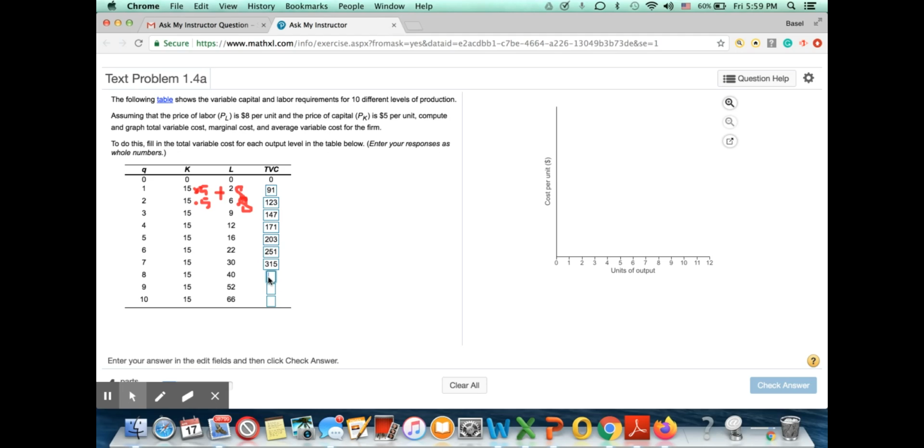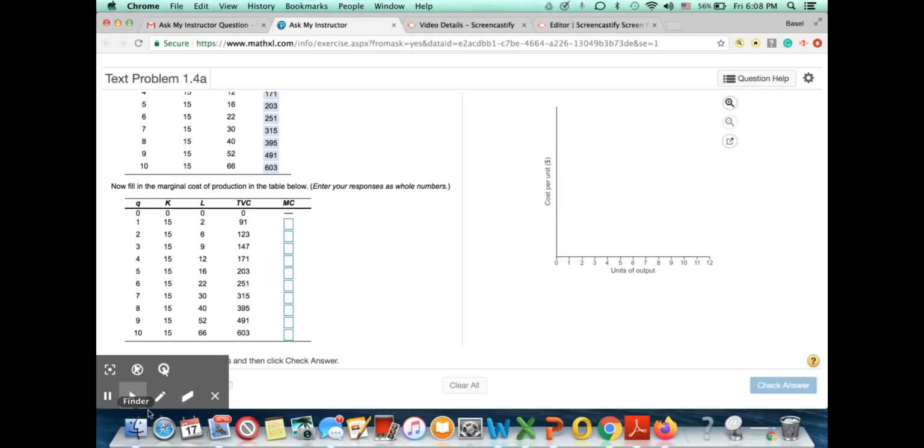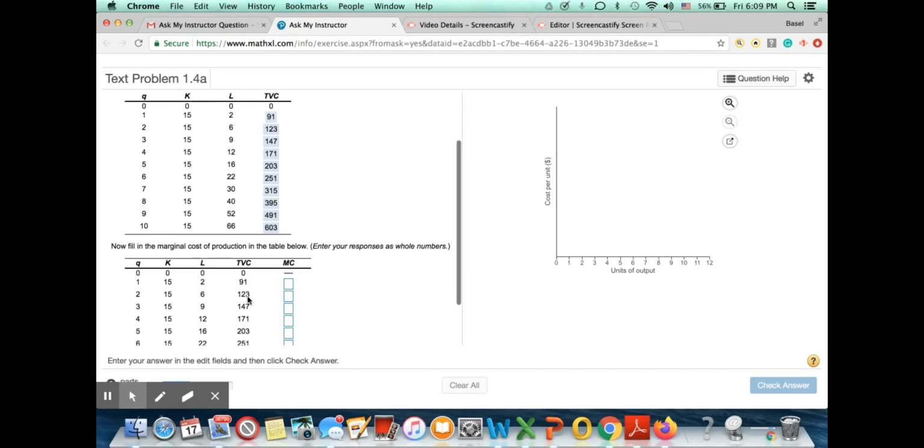40 multiplied by 8 plus 75, that's 395. And 52 multiplied by 8 plus 75, that's 491. And finally, 66 multiplied by 8 plus 75, 603. Okay, now we move to the second part. All right, so we calculated the total variable cost.